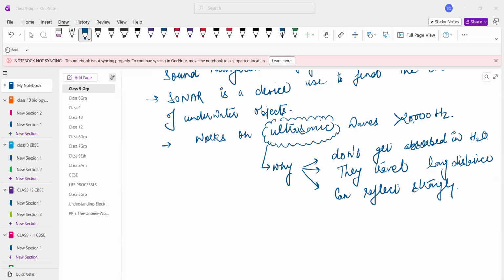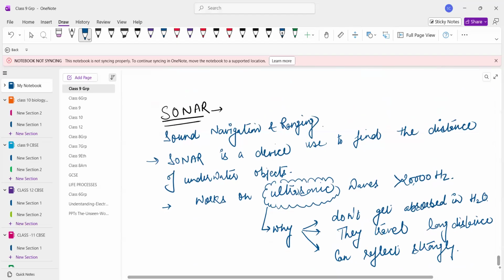Yes, Rudra, could you tell me what is reflection of light? Ma'am, it falls on another object and it reflects back so that we can see it.